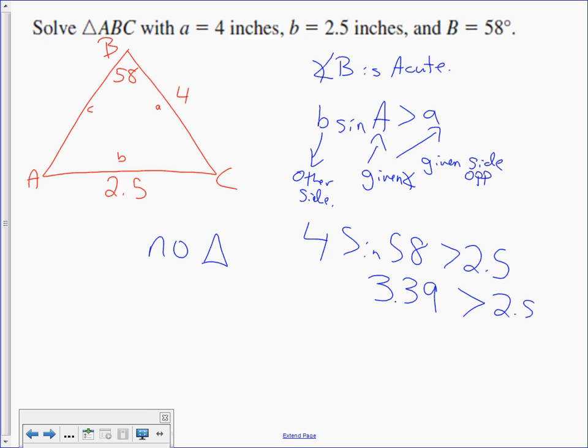That's what that means when you have these acute triangles, these acute angles. You have to check them. You have to walk through them. Okay? There's going to be a bunch of different scenarios you have to check.